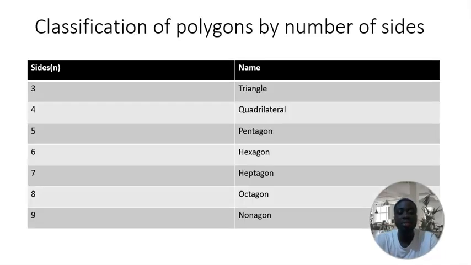Now let's continue. We are going to classify polygons based on the number of sides. In polygons, when you're calculating, the letter n, small n, plays a key role. That small n represents the number of sides of that particular polygon. Looking at this table, it gives us some polygons and their respective sides. We all know a triangle to be a three-sided figure.